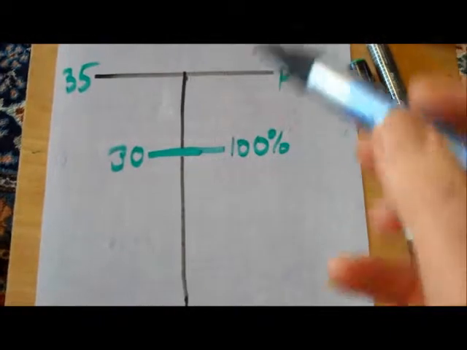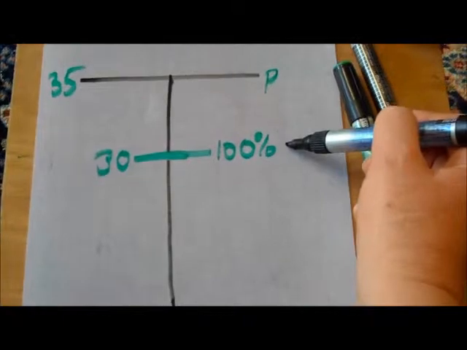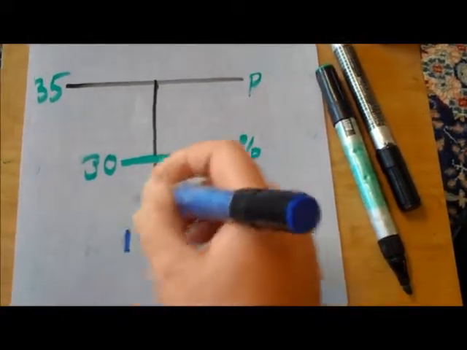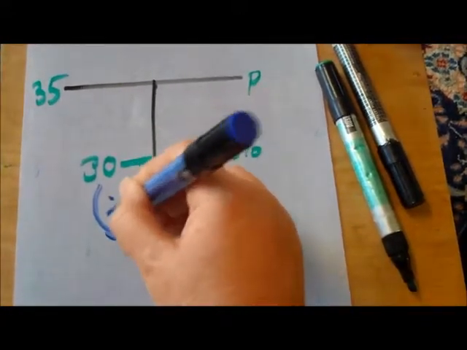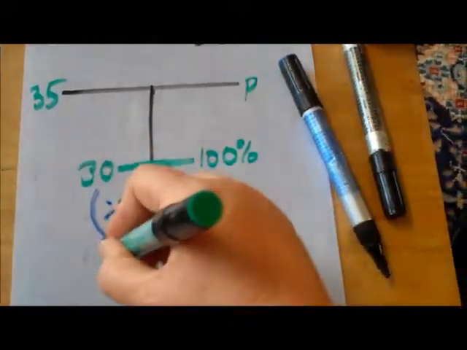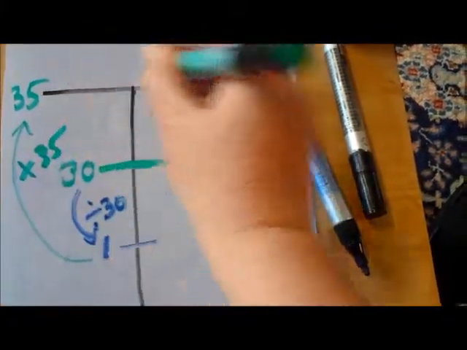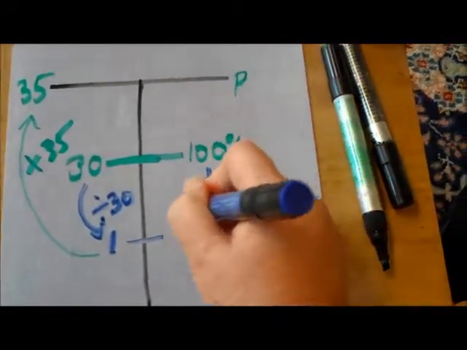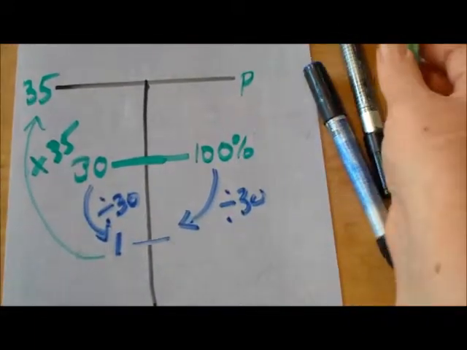Where do I start? At the top or the bottom? Well, I don't know the values here, that's what I'm trying to work out, so I have to start here. So I can work out the 1 here. How did I go from 30 to 1? I divided by 30. How did I go from 1 to 35? I multiplied by 35. So I'm going to do exactly the same on this side. 100 divided by 30 and then times by 35.